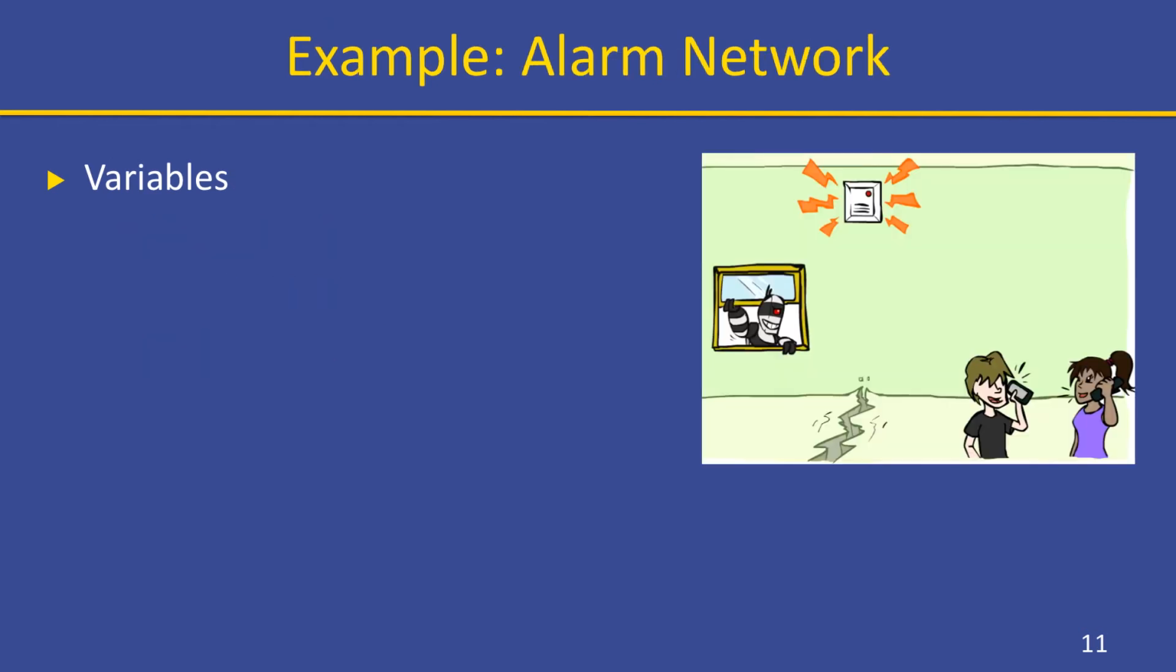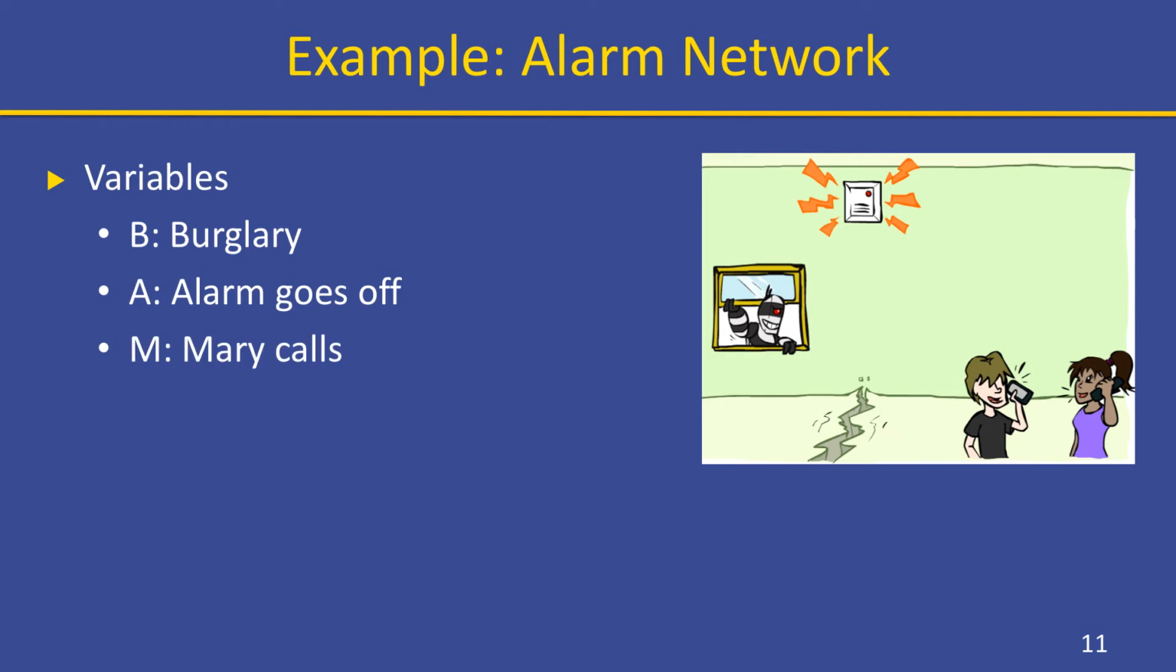And here's the famous alarm example from our textbook. So in this example, the random variable B represents the likelihood that there's a burglary, say at my house. The random variable A represents the likelihood that the alarm goes off at my house. Now I happen to have two neighbors, Mary and John. The random variable M represents the likelihood that Mary calls me, and the random variable J represents the likelihood that John calls me. Now the assumption here is that I'm not at my house at the time.